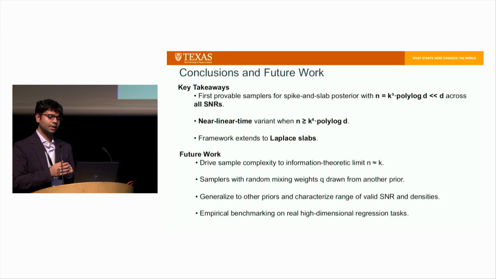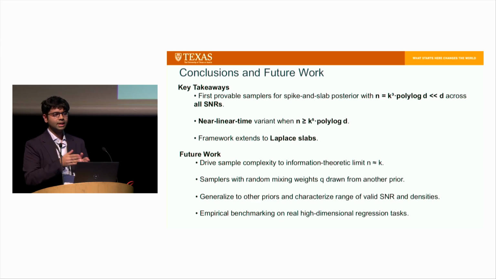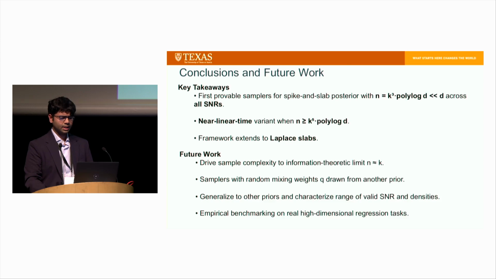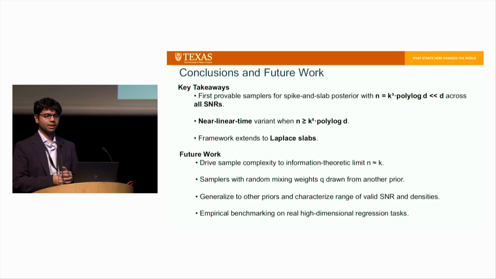Some directions which we are interested in right now are whether we can bring this k-cube down all the way to k, which is the information theoretical limit, and also maybe consider a prior itself on Q. So instead of the probabilities Q being fixed, they are coming from another prior. The third one is to generalize beyond just the Laplace or the Gaussian case to other general densities as well. And finally, we wanted to explore how this algorithm performs on real high-dimensional regression tasks. Thank you.